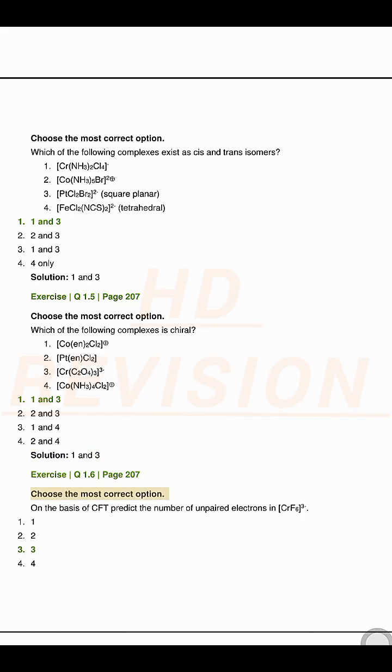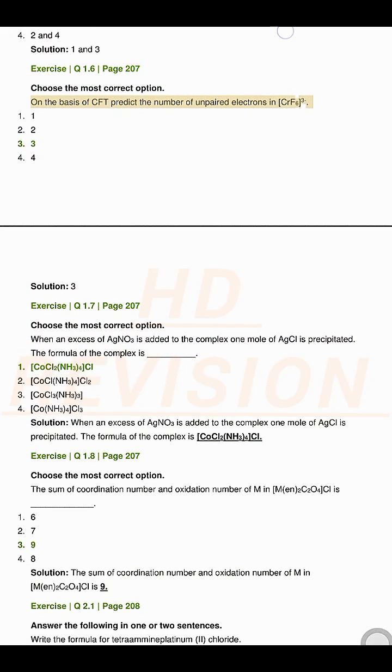Exercise Q1.6, page 207. Choose the most correct option. On the basis of CFT, predict the number of unpaired electrons in [CrF6]3-. 1. 1. 2. 2. 3. 3. 4. 4. Solution. 3.